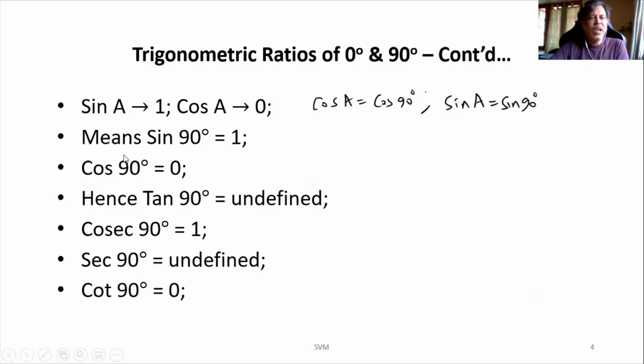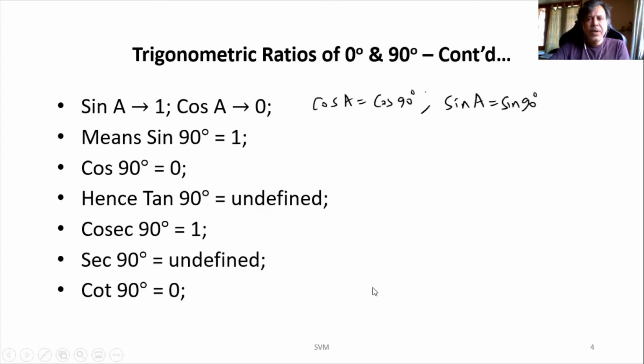Once we have the sin and cos values, the other trigonometric ratios can be easily identified. First, tan is sin by cos, which means 1 by 0. 1 by 0 is undefined, so tan 90 is undefined. Then cosecant of 90 degrees is the reciprocal of sin 90, which is 1 divided by 1, which is 1. Secant 90 is the reciprocal of cos 90, which means 1 by 0, undefined. Cot 90 is cos by sin, which is 0 by 1, which becomes 0.